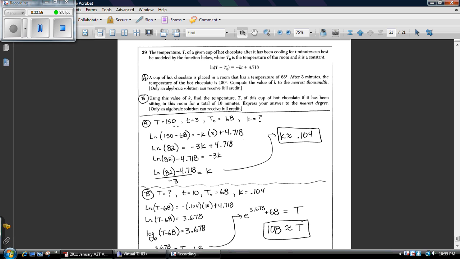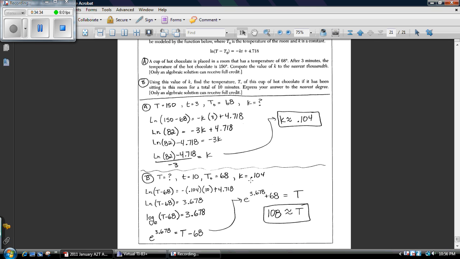Compute the value of K. Okay, so this and this were given to me in this wording. I got to find K. I'm just going to plug it all into my equation right here. So 150 minus 68, that's 82. Simplifying, I subtract 4.718 to this side. I divide both sides by -3. I'm going to make my calculation at the end because this is an irrational number. When you plug this into your calculator, ln 82 minus 4.718, hit enter, divide that by -3, you get approximately 0.104. Nice, that's part A.